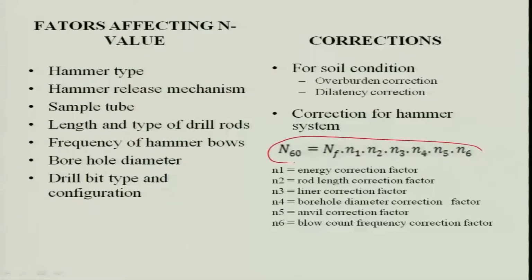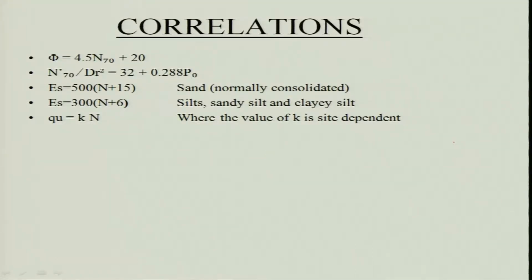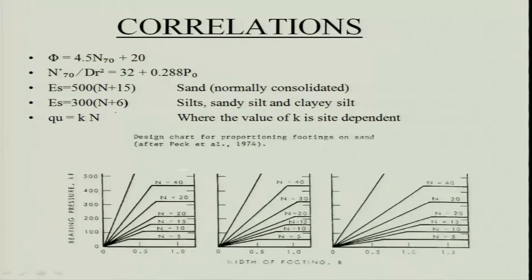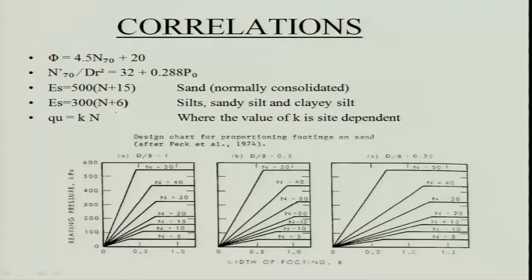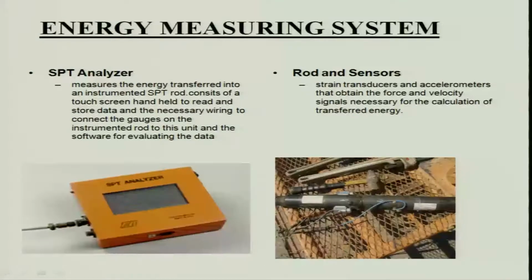These are all your rod length corrections. Many correlations are available. You see here, sand, normally consolidated, all the value correlations are available. You can get it by means of Peck 1974. If footing is there and N value is there, you can directly find out your bearing capacity.